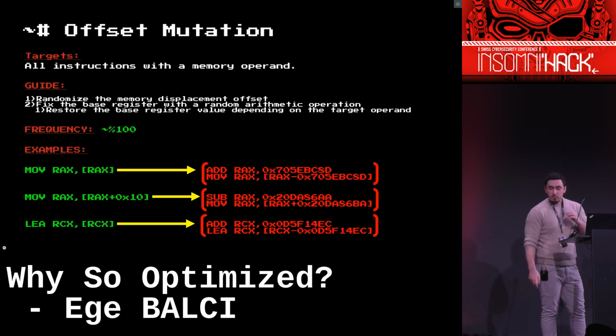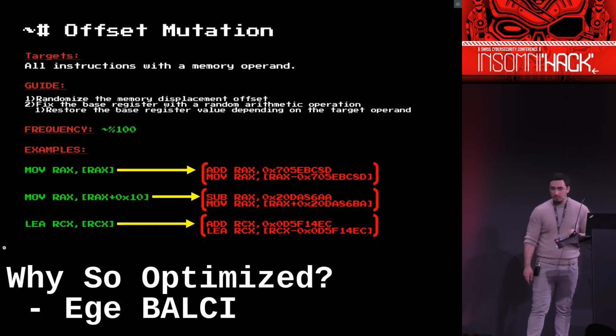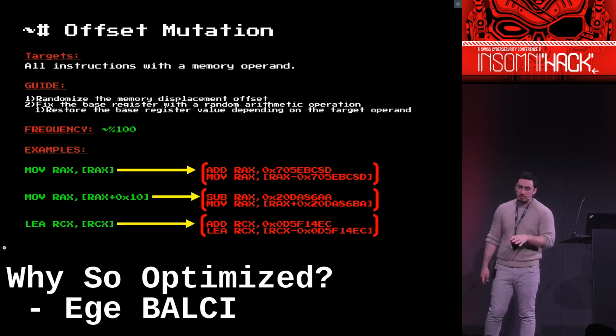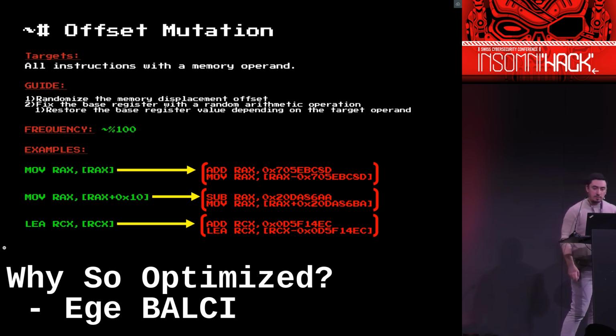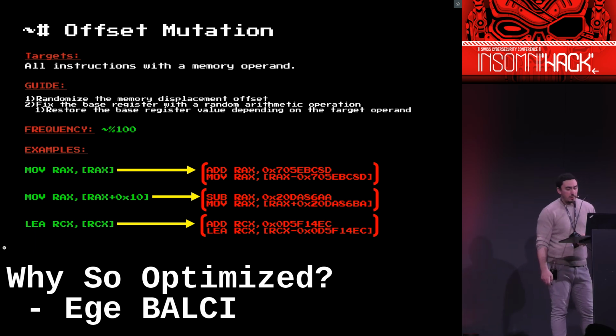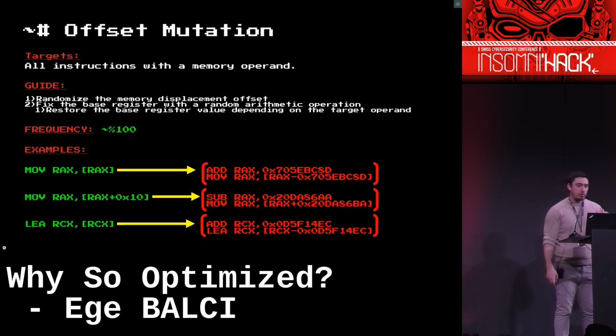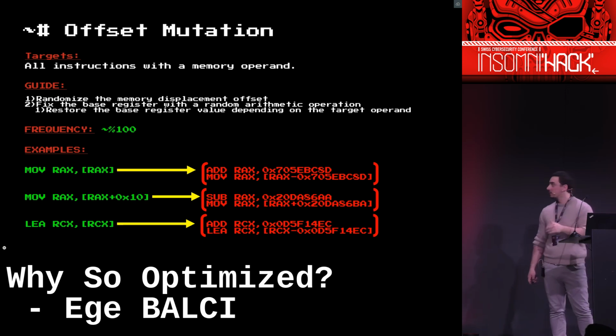So this is a super frequent transform gadget because it simply targets all instructions with a memory operand. So it has a very, very large scope. It targets hundreds of instructions. And in my data set, all the binaries contain these instruction sequences.